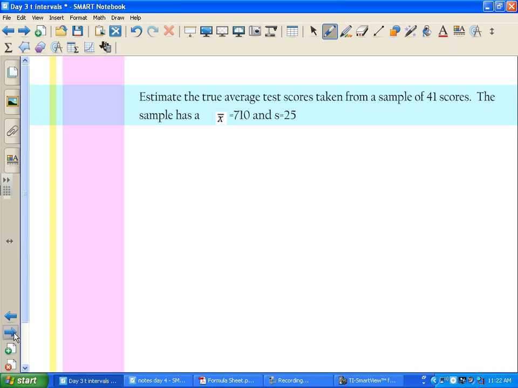Here we got a quick estimate of the true average test scores taken from a sample of 41 test scores. The sample has a mean of 710 and a standard deviation from that sample of 25. So it just wants us to do the confidence interval here. It doesn't say what our confidence interval is, so what are we going to use if it's not listed?